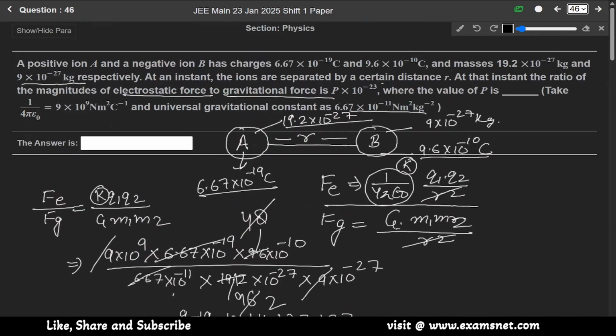So it does not match with what is given in the question, because according to it our answer is 0.5 into 10 to the power 45, not this. Okay, so maybe this is a mistake by NTA, or this is the correct answer. Okay.